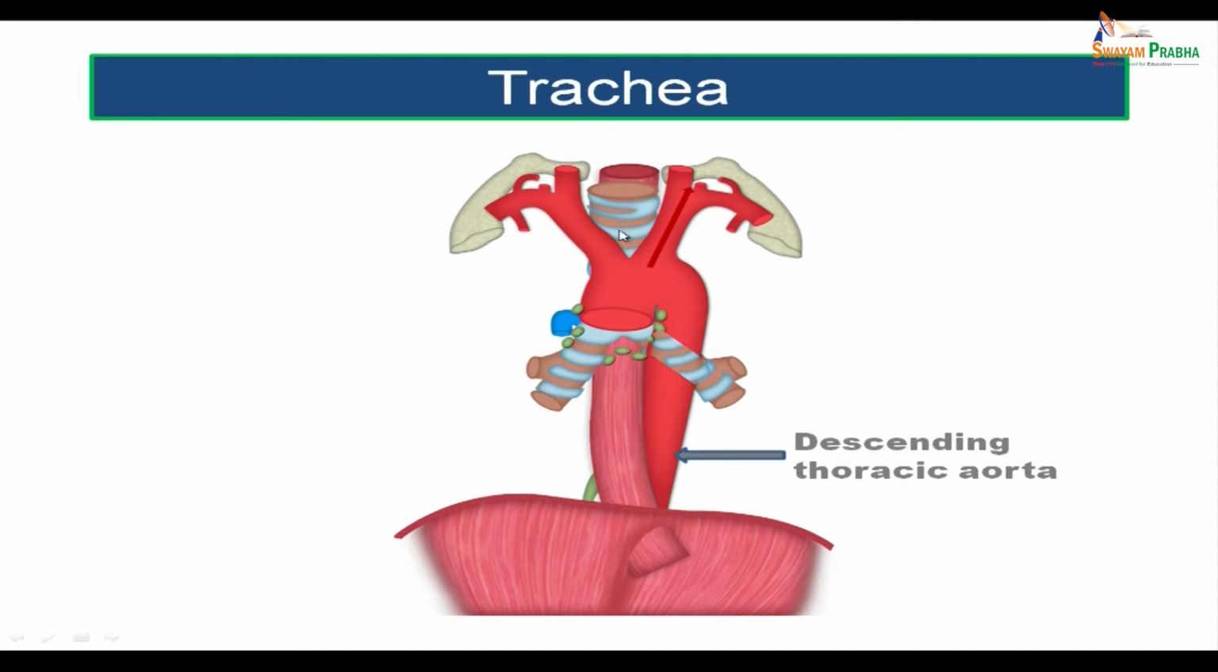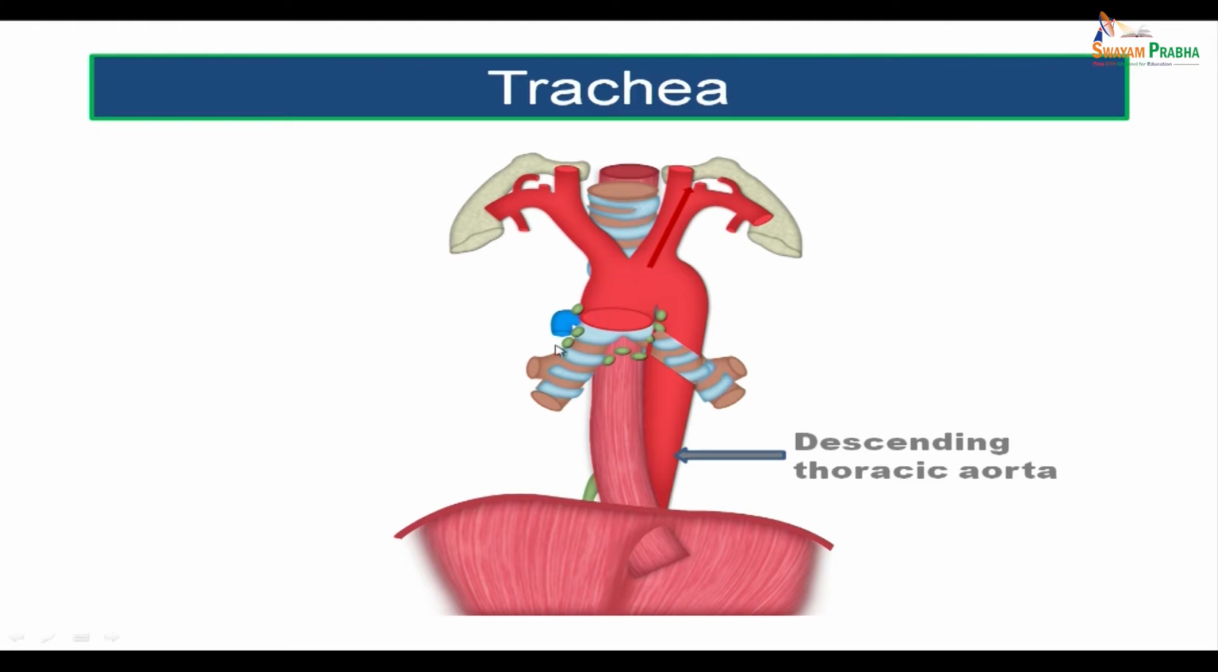You find this trachea is kept patent by cartilages, which are C-shaped cartilages present within this fibromuscular tube. The posterior ends of these C-shaped cartilages are held together by a muscle which is called trachealis.